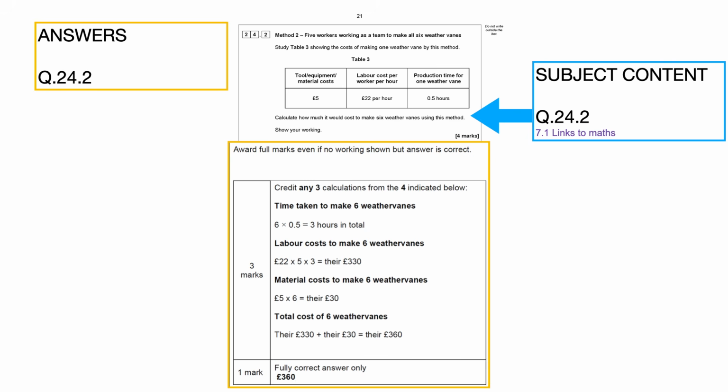Now 24.2 is asking you to study method 2, 5 workers working as a team to make all 6 weather vanes. Study table 3 showing the cost of making 1 weather vane using method 2. Now the tools, equipment and material costs are £5. The labour cost per worker is £22 per hour, and the production time for 1 weather vane has gone down to 0.5 hours. Calculate how much it would cost to make 6 weather vanes using method 2 and show your working. Even though it says show your working, it says award full marks even if no working is shown, but the answer is correct. So to get the full 4 marks, you could write £360 as the correct answer, but pause the screen and work out how you would get the additional marks to show your working out.